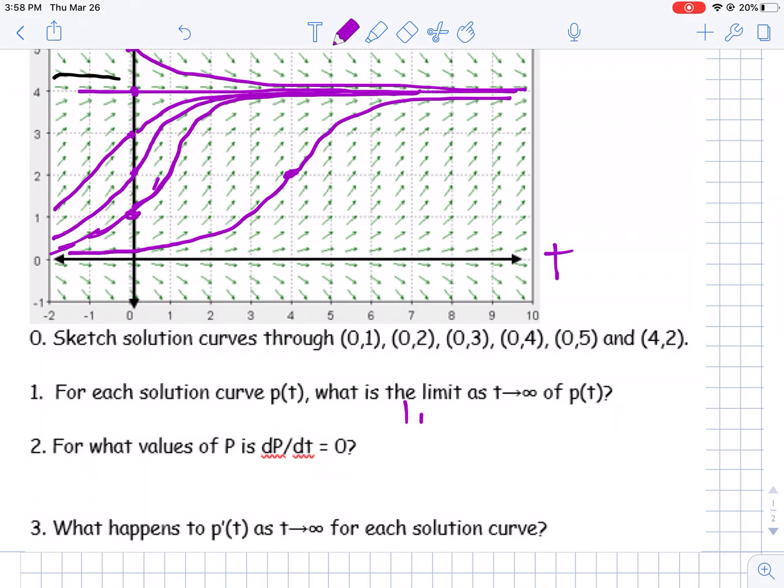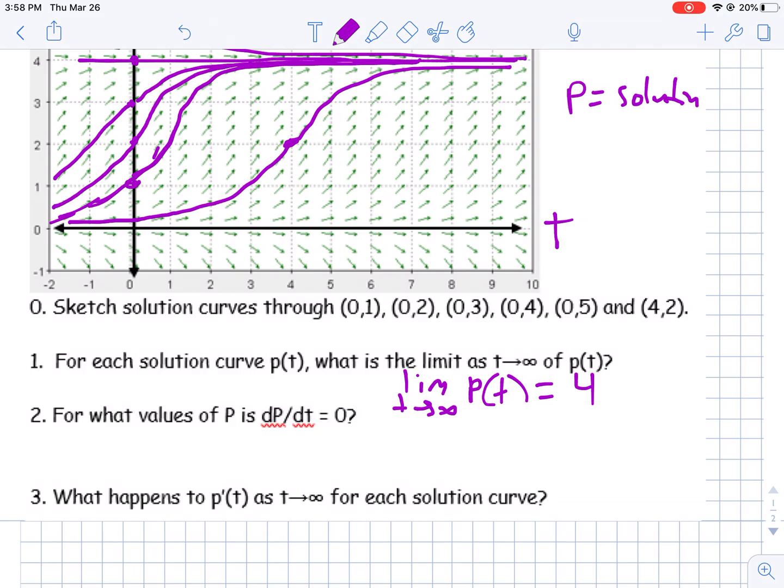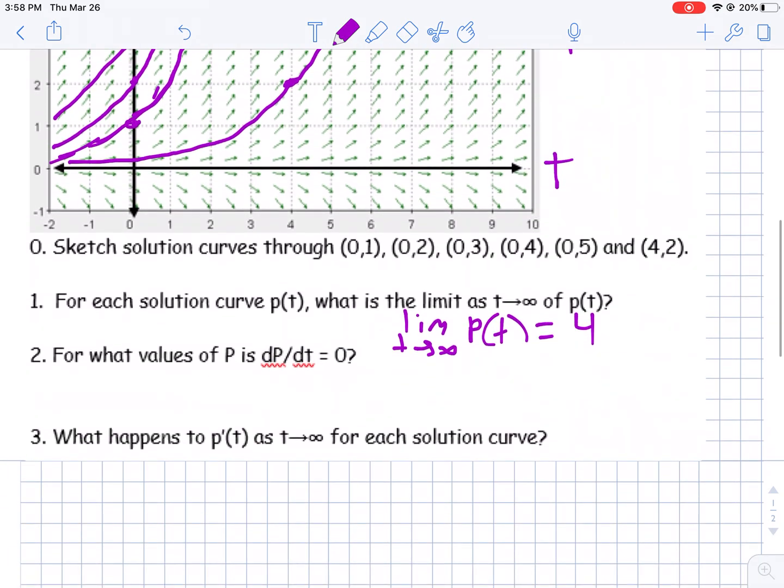The idea is the limit as t goes to infinity of p of t, where p is a solution to dp/dt in this slope field. That limit is going to 4. All of those are going to a height of 4. For what values of p is dp/dt equal to 0? Looking at this equation, where does 2p times 4 minus p equal 0? That says p equals 0 or p equals 4. Notice it's one of the same points.